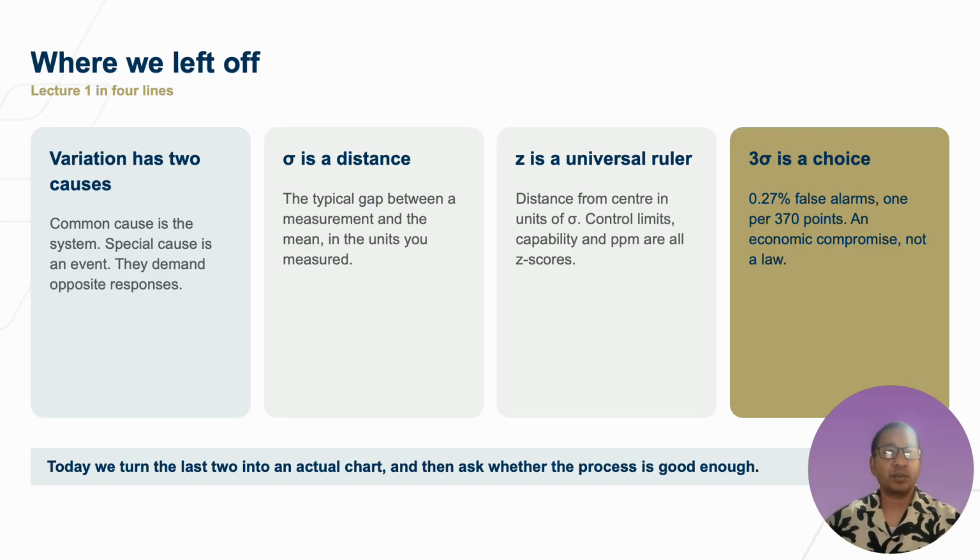And 3 sigma is a choice, not a law. 0.27% false alarms, 1 per 370 points, Shewhart's economic compromise. Today, we turn the last two into an actual chart.